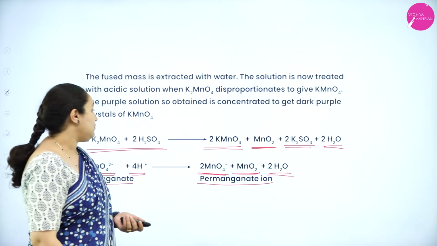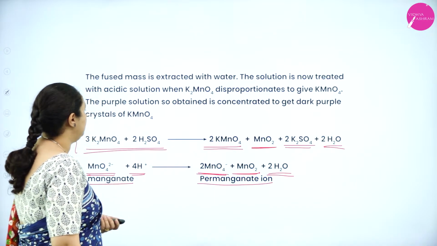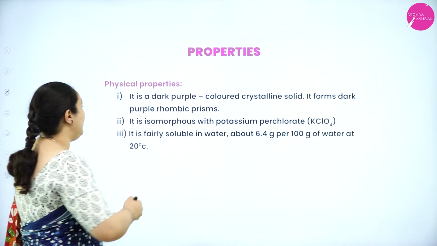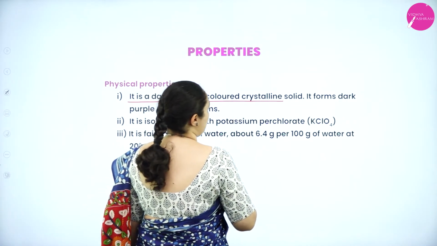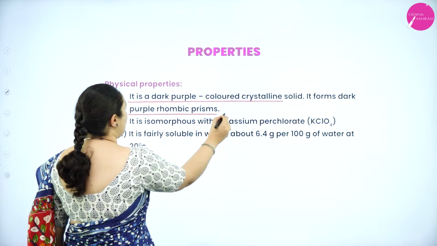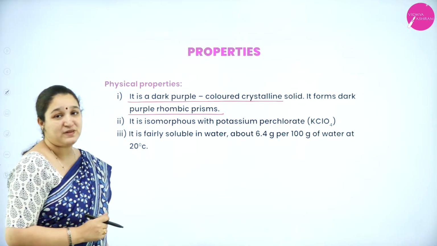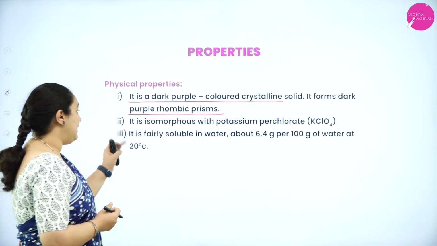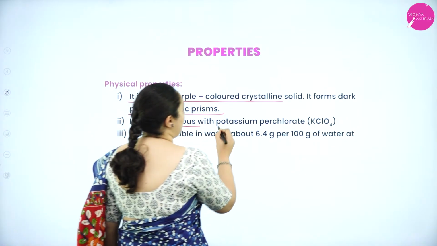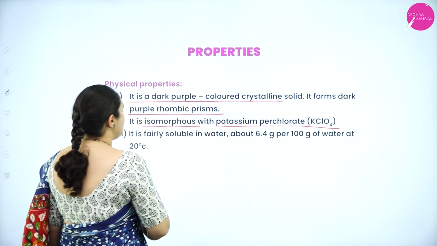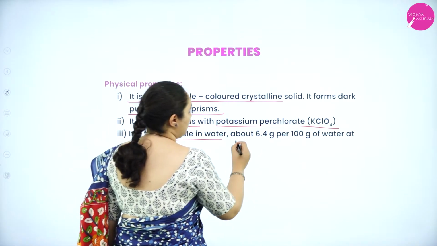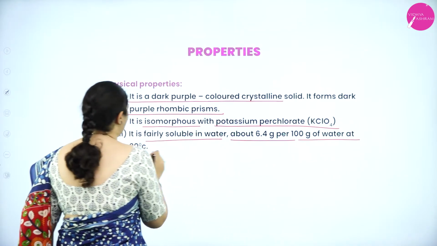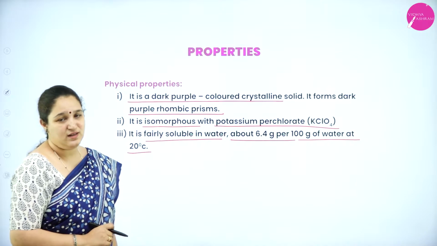Okay. Next is its physical properties. Now we know that it's a dark purple colored crystal solid and it forms dark purple rhombic prisms. That is, its crystals have rhombic structure. And it is isomorphous with potassium perchlorate and also it is fairly soluble in water, about 6.4 grams per 100 gram of water at 20 degree Celsius.